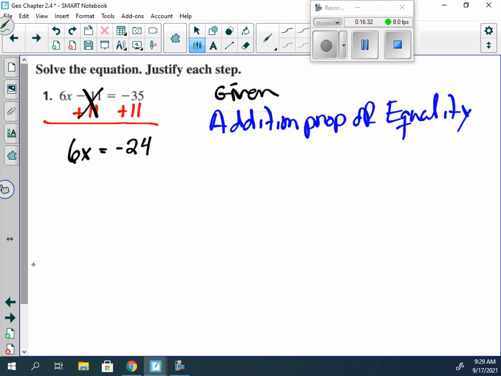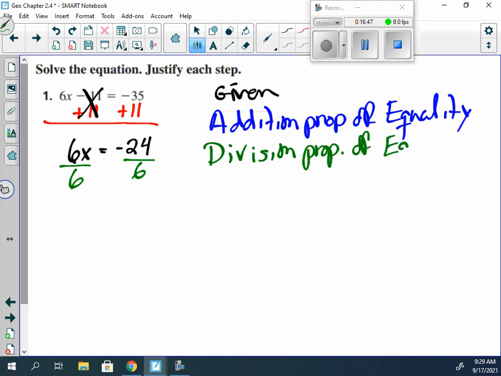Now what do we need to do next to get x by itself? Divide both sides by 6. So this here would be the division property of equality. 6x divided by 6 is x equals, and that's it.